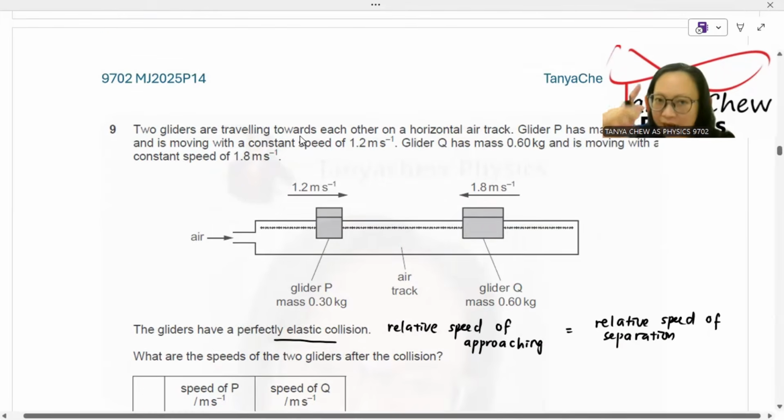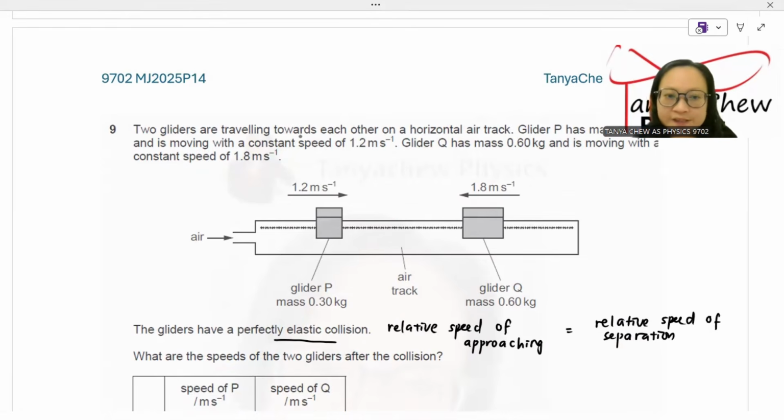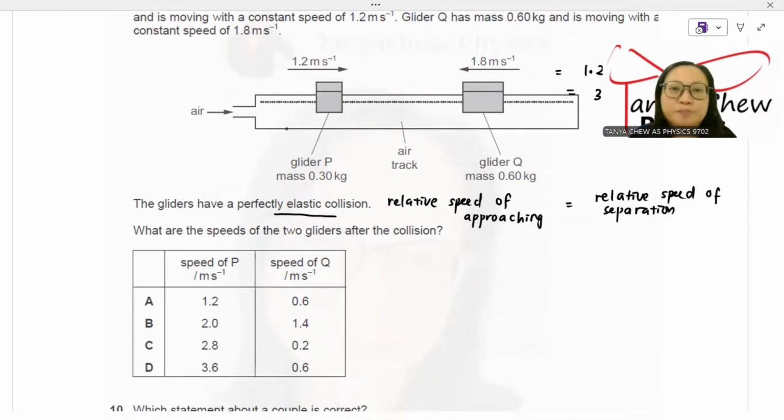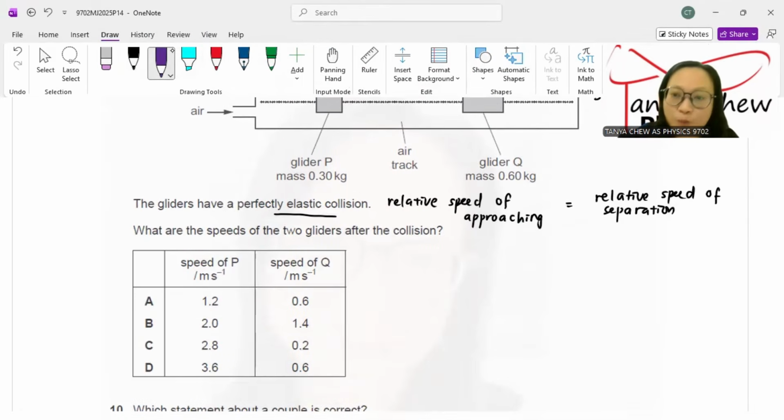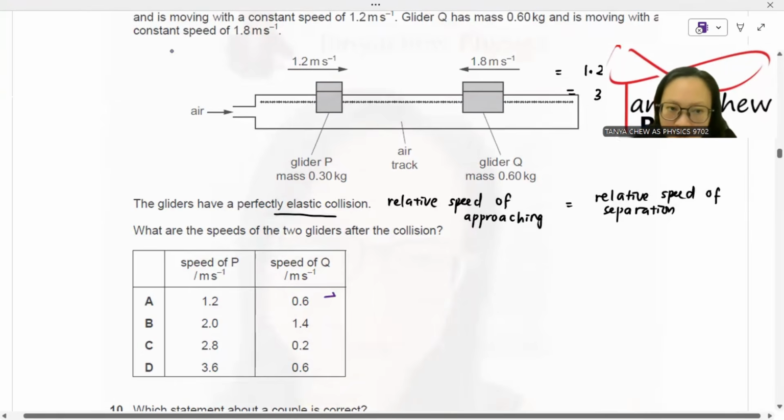So we find the relative speed of approach. How do you do that? I'll teach you the easiest way. When you see that the two gliders are moving in opposite directions, you just add their speeds. So the relative speed of approach is equal to 1.2 plus 1.8, which is equal to 3.0 meters per second. The relative speed of separation must be the same as well. You need to get 3. So I add 1.2 plus 0.6, I only get 1.8 meters per second.